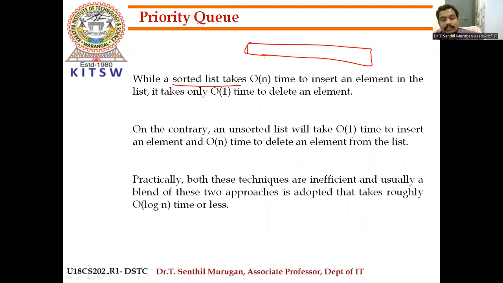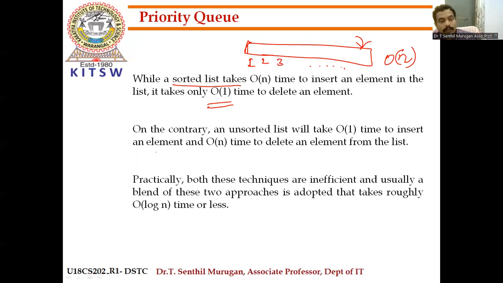If you want to insert, what do we have to check? First we have to check the priority of all the elements: first element, second element, third element, like that. It will check n number of elements. Okay. So at the nth place it will be inserted. So the time taken for the insert operation is order of n. But for delete, we know the element with the highest priority, so we can delete it directly.